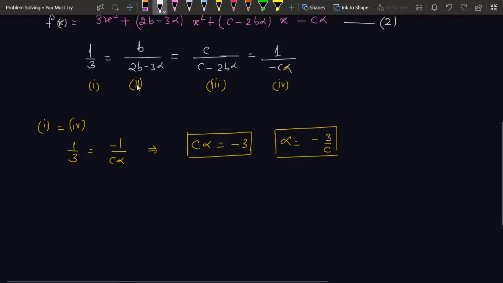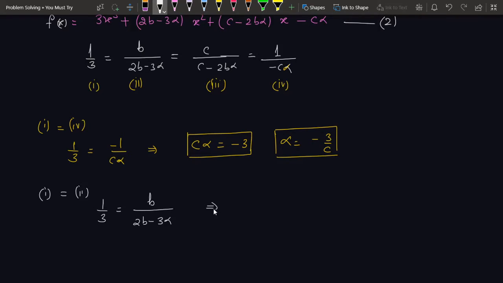Now we can take this first and second together. So first and second I'm taking together. So we'll get 1 over 3 is equal to b over 2b minus 3 alpha, and from there if we simplify it, it will give us 2b minus 3 alpha on the left, and that will be 3b on the right, which can be further simplified as 2b will go on the right hand side, so that will be b is equal to negative 3 alpha.